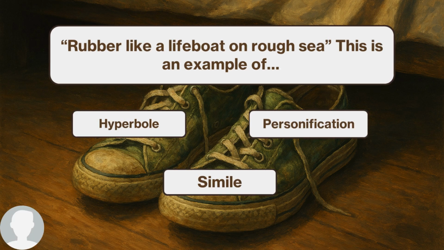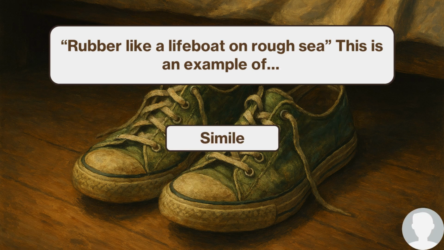So let's continue with another example. Rubber like a lifeboat on rough sea. This is an example of hyperbole, personification, or simile. Congratulations! The correct answer is simile. Remember, when we compare two things directly using like or as, it will always be a simile. Let's continue.